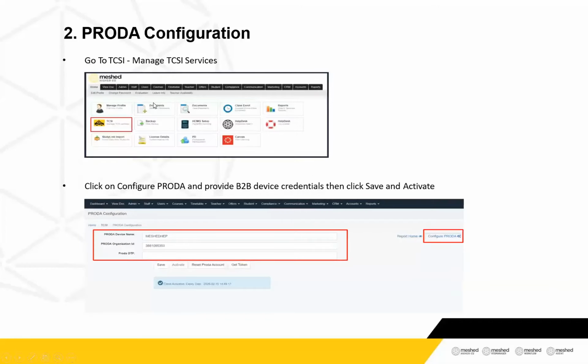Once you receive all these three credentials, you can go to the TCSI feature and then product configuration on your Mesh platform. Here you can provide all three credentials. Once you provide them, you can click on save and then activate. If all data is correct, you will receive the message that the client has been activated along with the expiry date. Your product credentials will be activated until that date. After that date, you will have to again create a B2B device to get a new registration code. It's just for security purposes that you have to generate it again after a particular timeline. These time constraints are from the TCSI team.